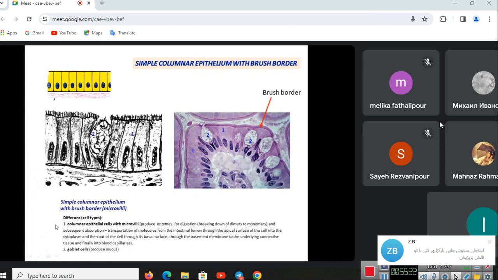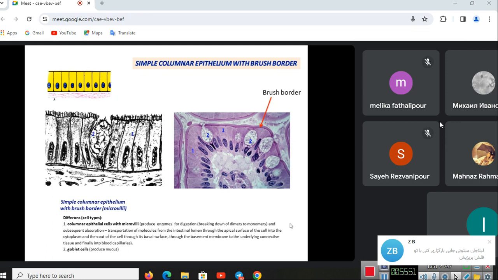First cell type is the columnar epithelium cell with microvilli. So most of the cells here, number one, are epithelial cells with microvilli or with brush border. Their function is to produce enzymes for the last stage of the digestion process, for breaking down of dimers to monomers, and their subsequent absorption.